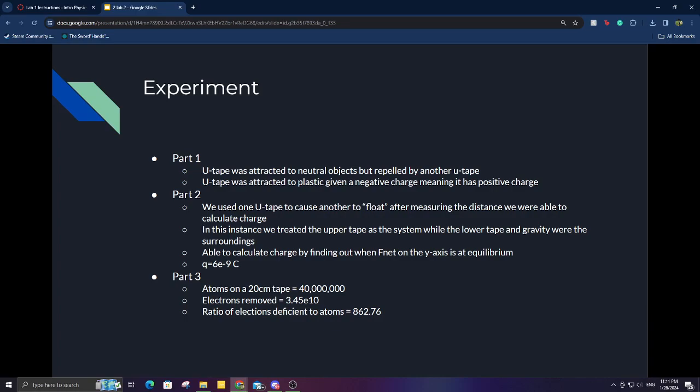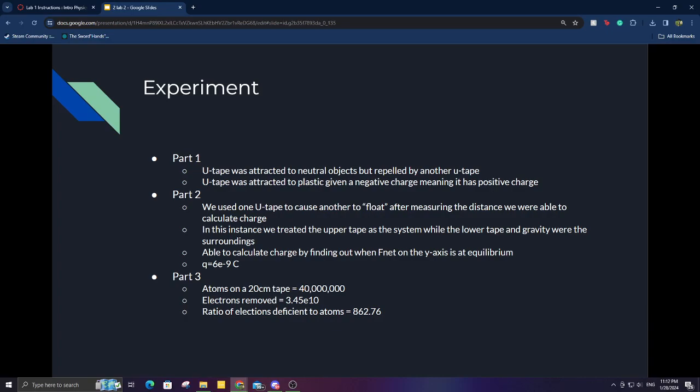In the second part of the experiment, I used one U-tape to float another. The purpose of this was to find the charge of the U-tapes. By floating one, we could determine its electric force was equal and opposite to that of the force of gravity on the y-axis. This allowed us to set the two equations against each other and solve for the charge.